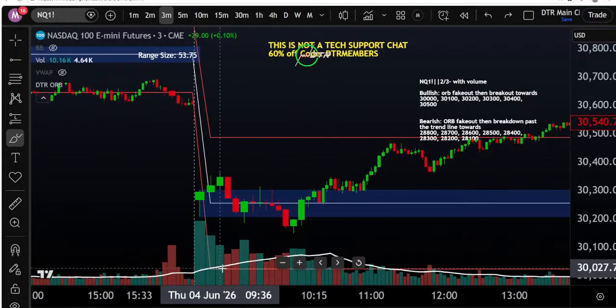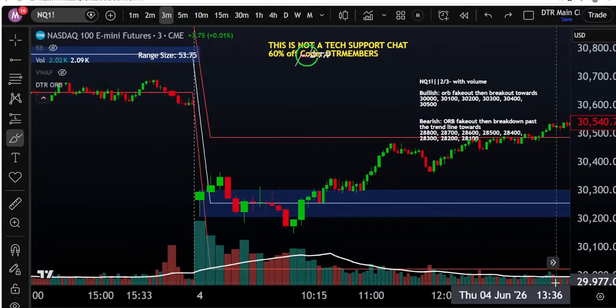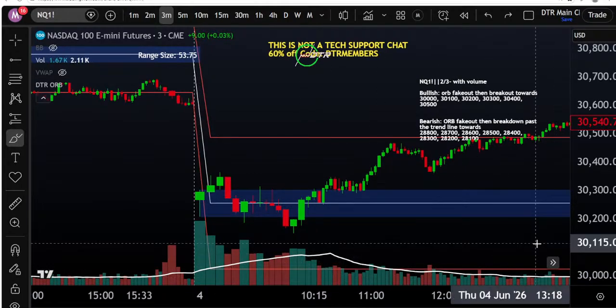So outlier volume, see this white line here on my volume bar, right? That white line is the moving average. It's the 20 period moving average. So outlier is anything above that white line, right? It's anything greater than average.